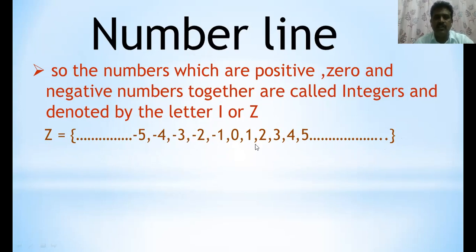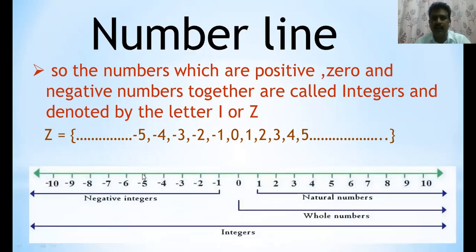Okay, children? See, 1, 2, 3, 4, 5, these numbers are called natural numbers. If you take with 0, that is 0, 1, 2, 3, 4, 5, and so on, these numbers are called whole numbers. If you take total with negative numbers, that is called integers.